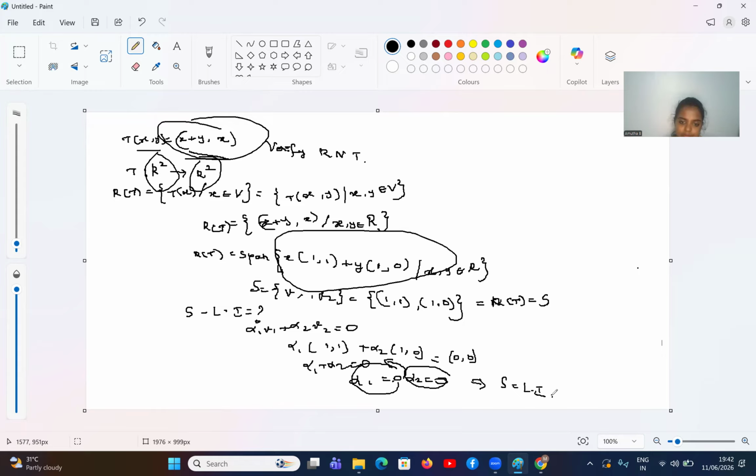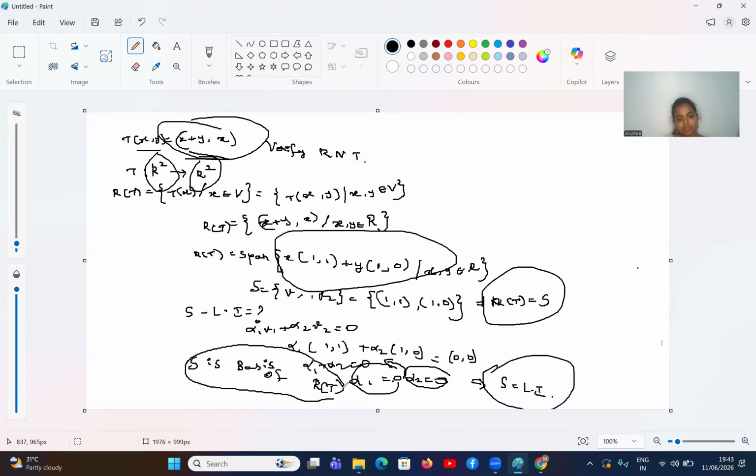So both conditions of a basis are satisfied. Then we can say that S is a basis of R of T, which we have derived from R of T. I hope you understand these steps. We can go for the next step. So the basis of R of T is S, and the set S is nothing but 1 comma 1 and 1 comma 0.